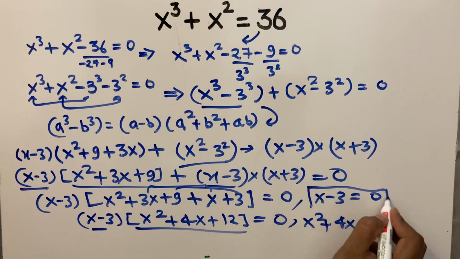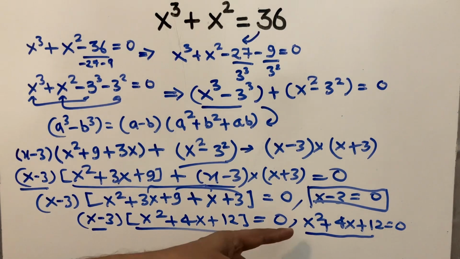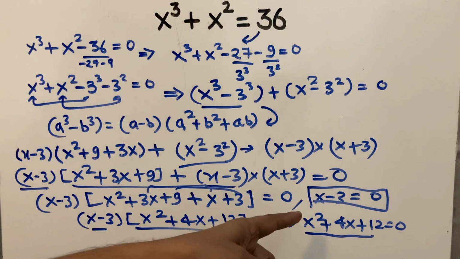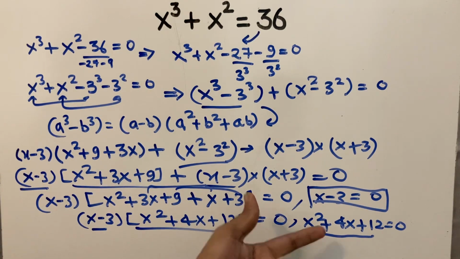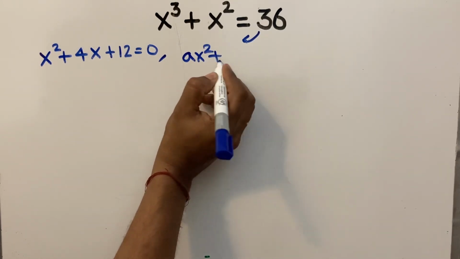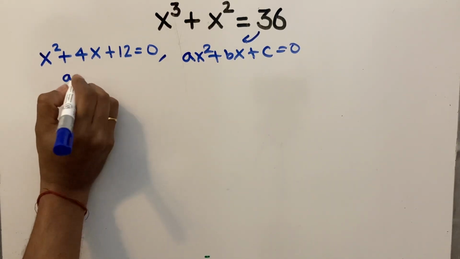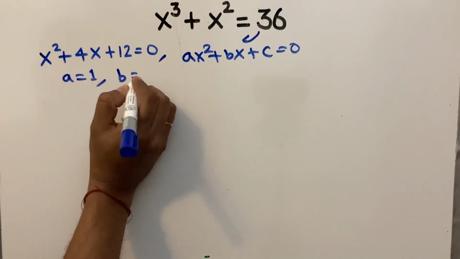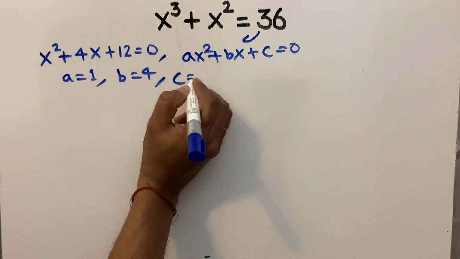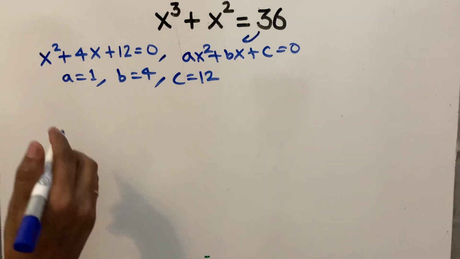From here we can get x equals 3, and this equation is a quadratic equation of second degree. So now we have to solve this equation to find the value of x. One value is 3 and other values we can find from this quadratic equation. Well, this equation is in the form of ax square plus bx plus c equals 0. Here a equals 1, b equals 4 and c equals 12. To find the values of x, we can solve it.